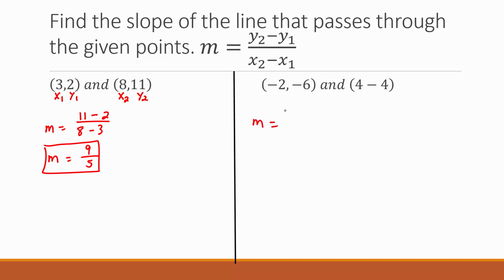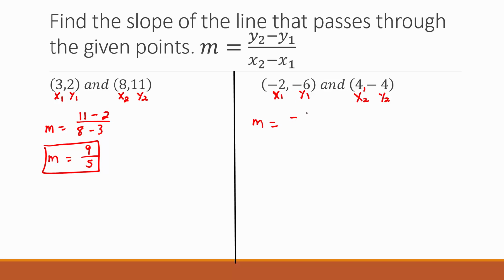Okay, so let's look at this example. Same process. Label your coordinates. This is my first point, that's why I'm calling it x sub 1 and y sub 1. This is the second point that I have listed, so I'm calling it x sub 2 and y sub 2. So you can label your points and then just plug them into the formula. You will subtract the y coordinates.